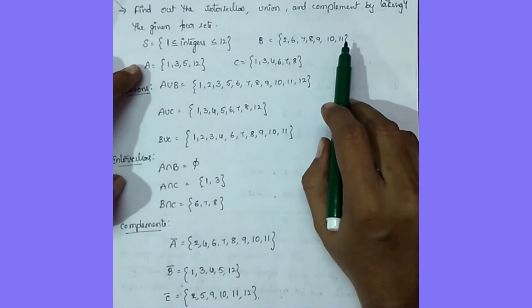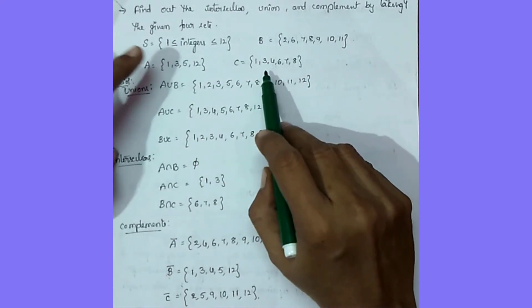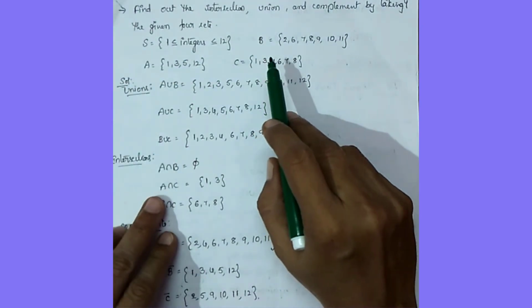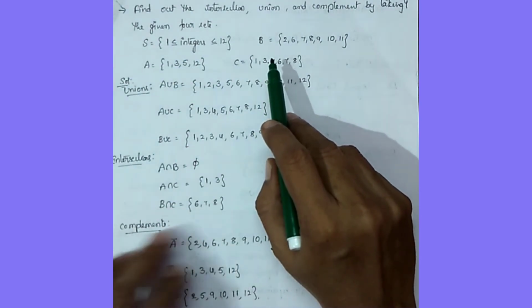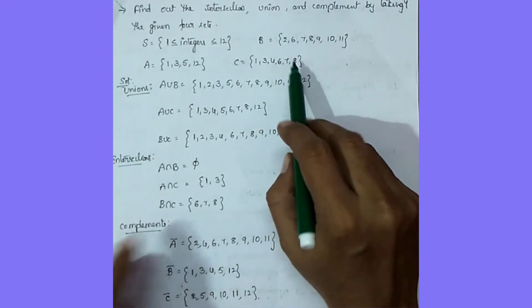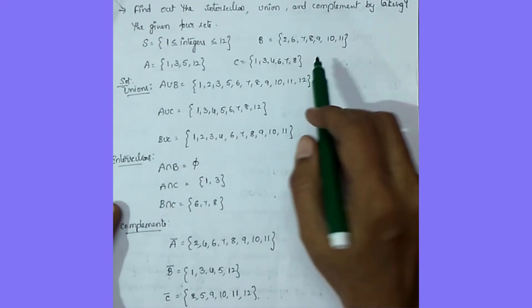Then coming to A intersection C. What are the common elements in A and C? See here, the common elements are only 1, 3 here and 1, 3 here also. So your A intersection C is 1, 3. Then B intersection C, the common elements are only 6, 7, 8. Fine.